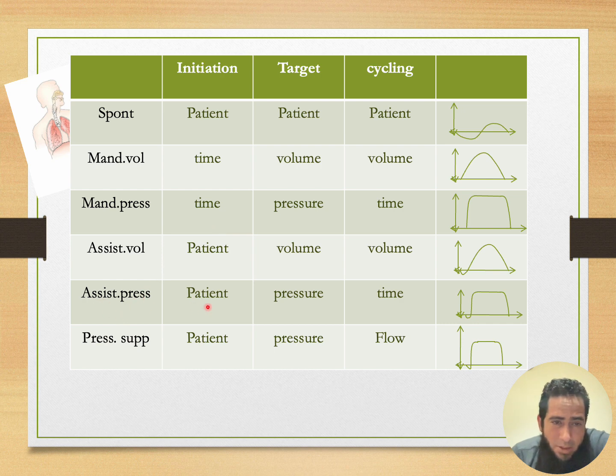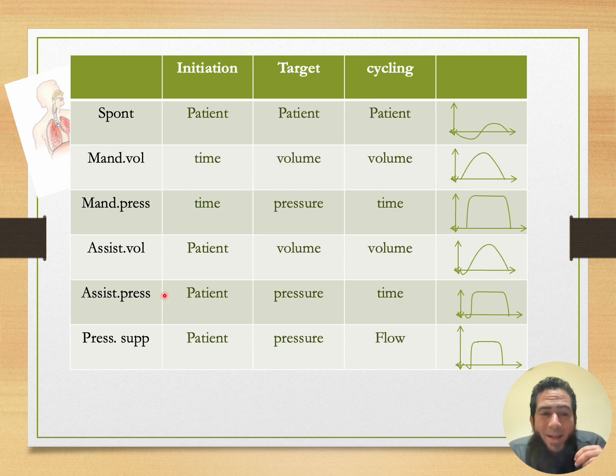So assisted pressure: the initiation is by the patient, and the target is to reach a certain level of pressure, so raise the pressure inside the whole circuit to a certain value, and the cycling mechanism is time, so you need to maintain it for a certain time before switching it off to start the expiration. So now we have talked about spontaneous, mandatory, and assisted.